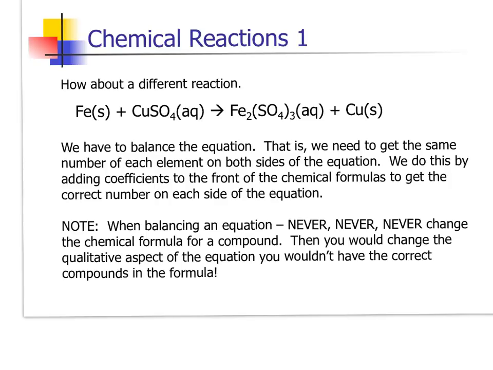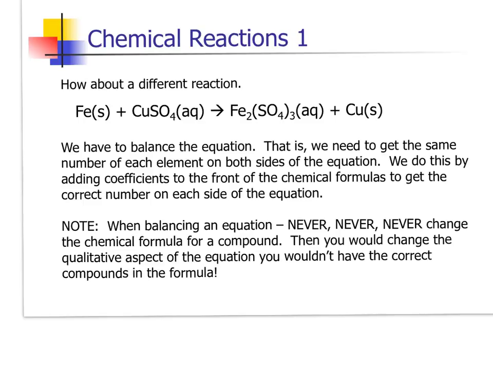So now let's look at a different one. As we see here, right from the go, we can see that iron is not balanced, which means I'm going to have to balance this chemical reaction. We need to make sure that the number of iron on the reactant side is equal to the number of iron on the product side. The number of copper on the reactant side has to be the same on the other side, and it's important that we do this by only using coefficients.